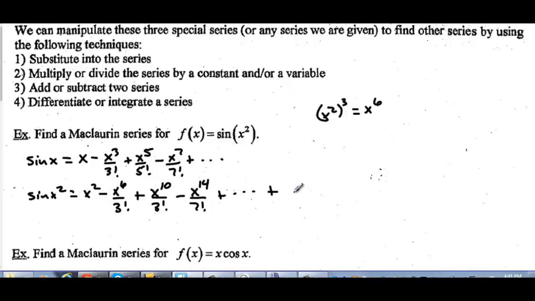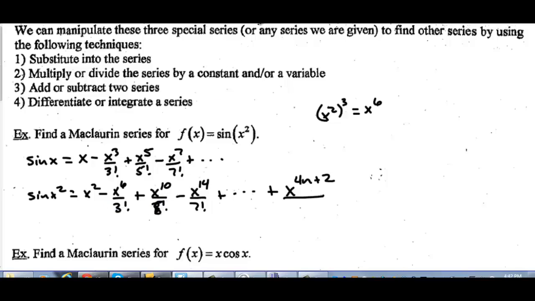Now we want to write the nth term. And I notice that the powers of x start with 2 and they keep increasing by 4. That means we have x to the 4n. But if I plug 1 in here, I get 4. So what if I plug 0 in here? I could plug 0 and then I would have to add 2. And that's over 3 factorial. Oh, this should be 5 factorial.